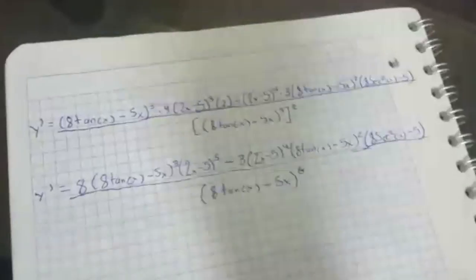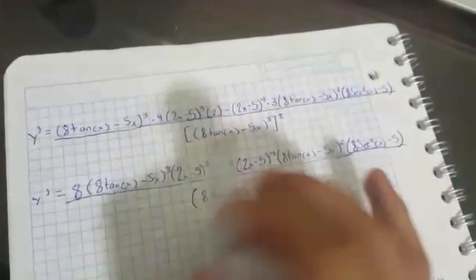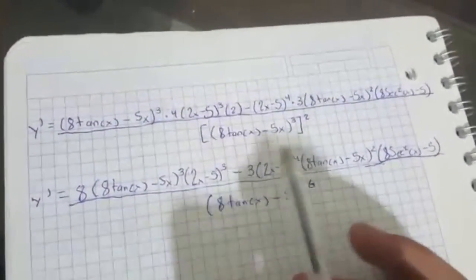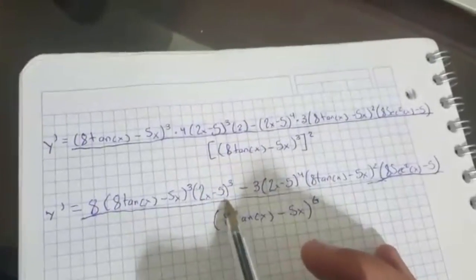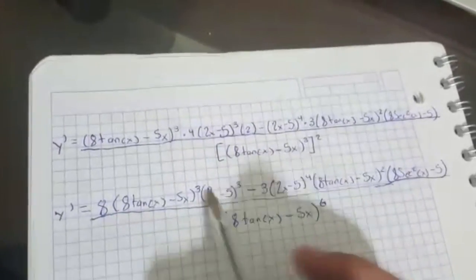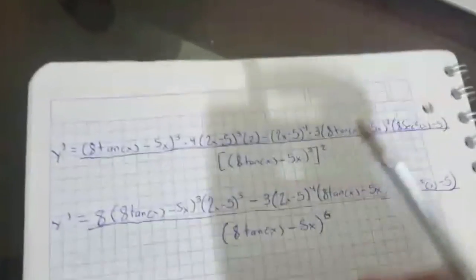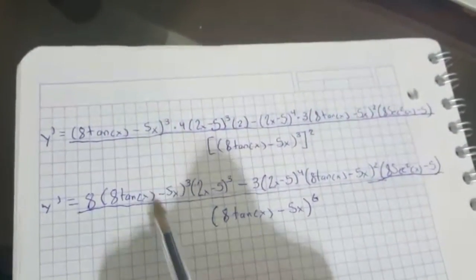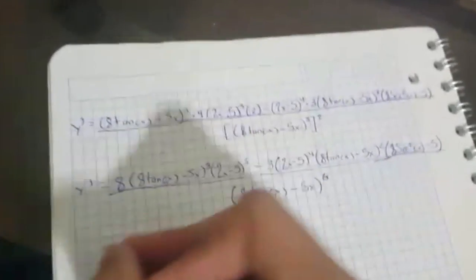So then, what are we going to do next? We will factorize the common factors of these two expressions. So what do we have here? We have that 2x minus 5 is present in both parts. So first of all, we will take this expression and also the 8 tangent of x. Here we have it too. So we continue.